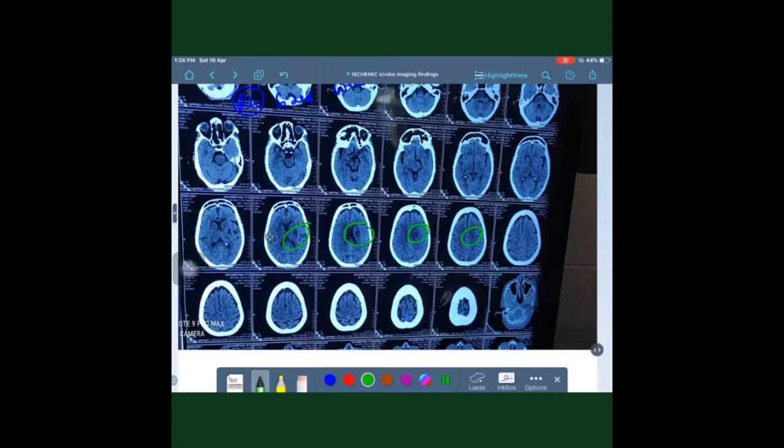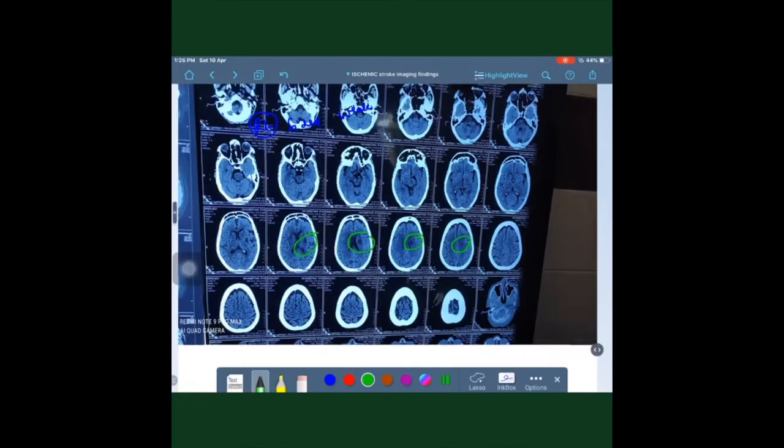In hemorrhagic stroke, there will be hyperdensities, that means it will look whitish. So this is ischemic stroke. As it is ischemic stroke, we ordered an MRI to see further things.